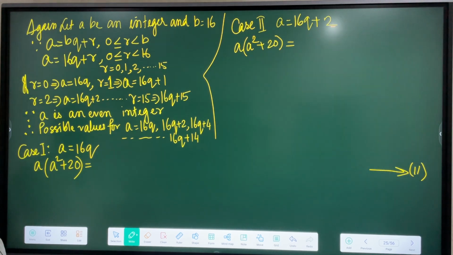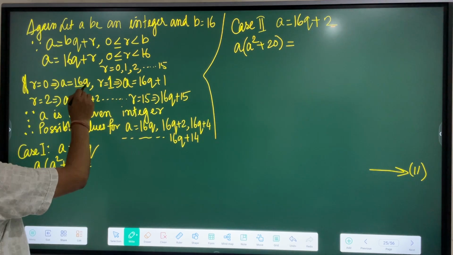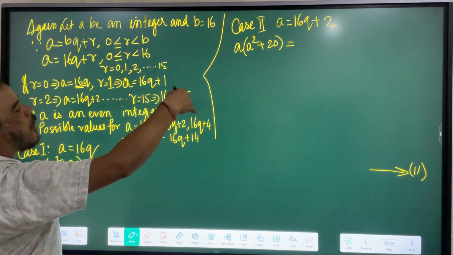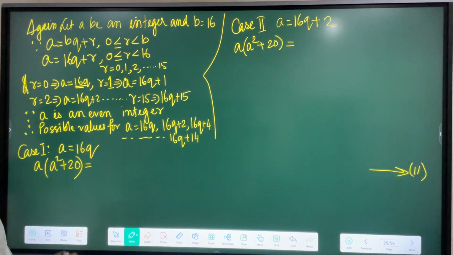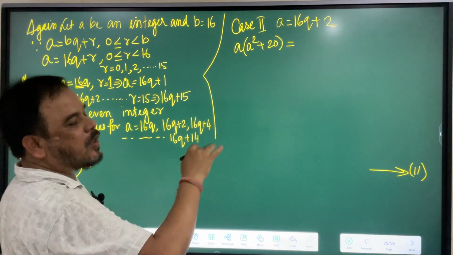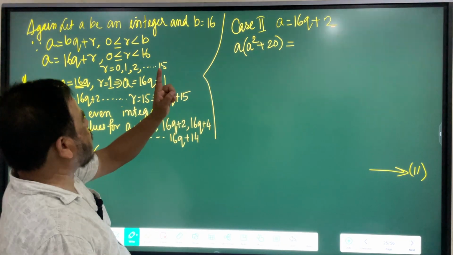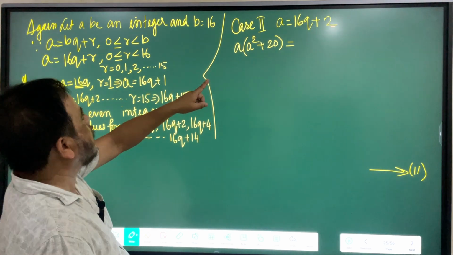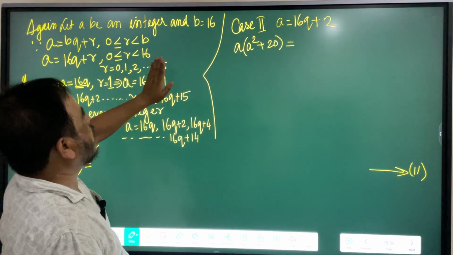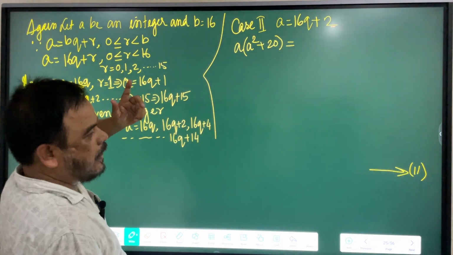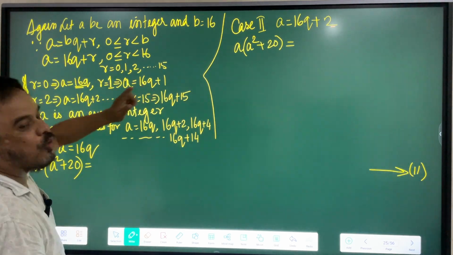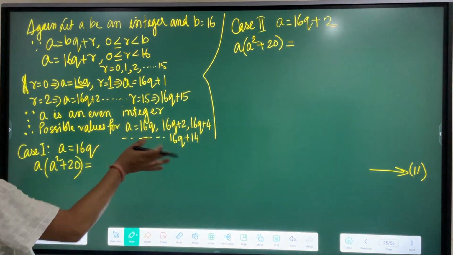Since a is an even integer, a equals 16q. Next will be 16q plus 2, then 16q plus 4, then 16q plus 6, 16q plus 8, 16q plus 10, 16q plus 12, 16q plus 14. Finish. Not 15, because 15 is not even. So if 16q is even, the next term will be even.